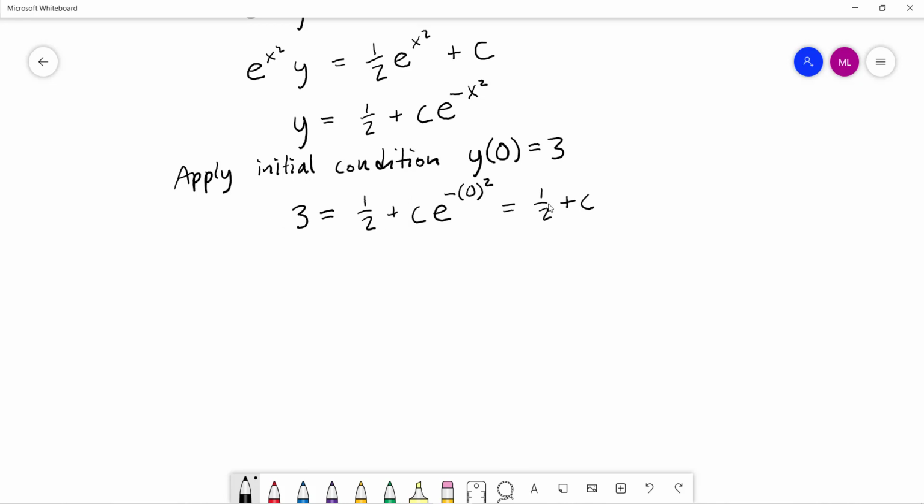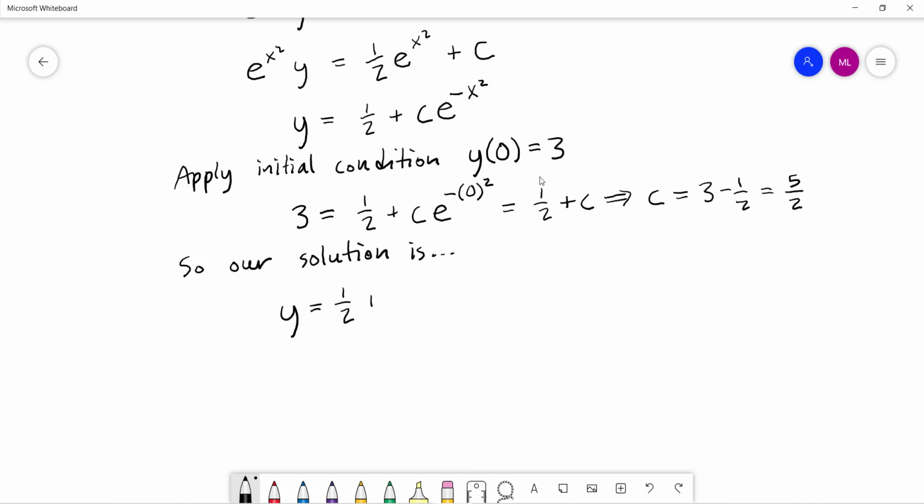But that's equal to 3. So let's solve for c by itself. Let's subtract 1/2 from both sides. And what we'll wind up with is c being equal to 3 minus 1/2, which is basically 2.5 or 5/2. So our particular solution at the end of all of this, our solution is that y is equal to 1/2 plus, what was the value of c? 5/2 times e to the negative x squared. And this is our full solution for this particular problem.